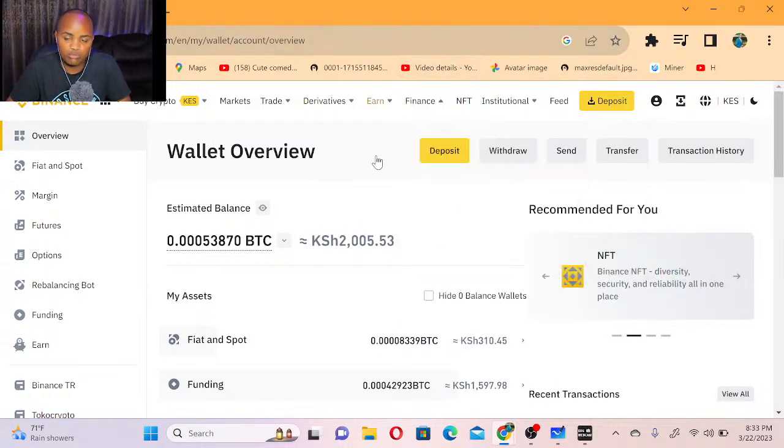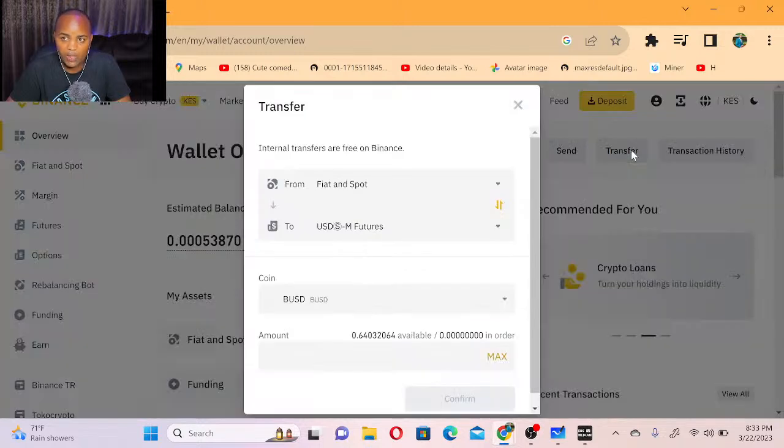The next thing I'm going to do over here, because my crypto is on the funding wallet, is to click transfer. I hope you can see this. If you cannot see my screen, make sure that you click the settings on your phone or laptop, go to high resolution, and watch me on high resolution so that you can see this well.